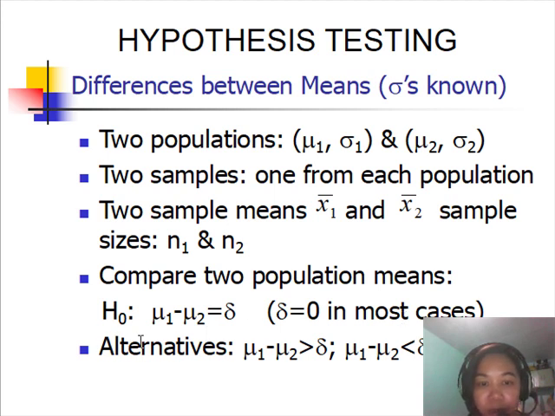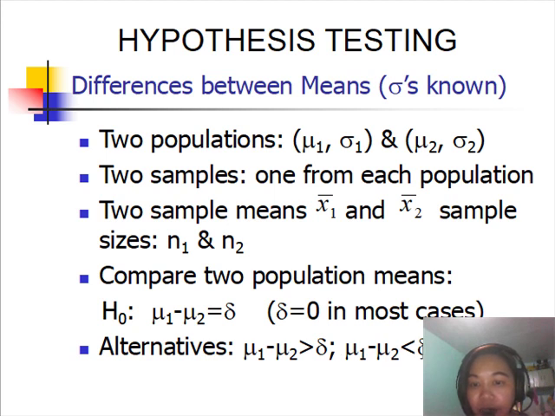So our null hypothesis would be that the difference between the two population means is equal to delta. In most cases, delta equals 0, meaning your mu sub 1 is equal to mu sub 2, when you test their difference to be equal to 0. This is against the alternative that the difference between your two population means is greater than delta, or less than delta, or not equal to delta. If delta is 0 and this is your alternative, then we say that mu sub 1 is greater than mu sub 2.